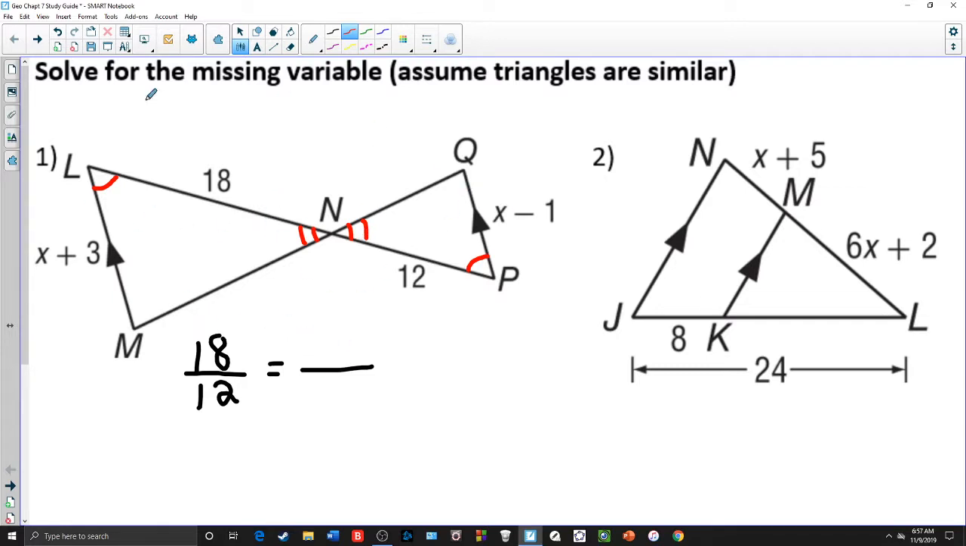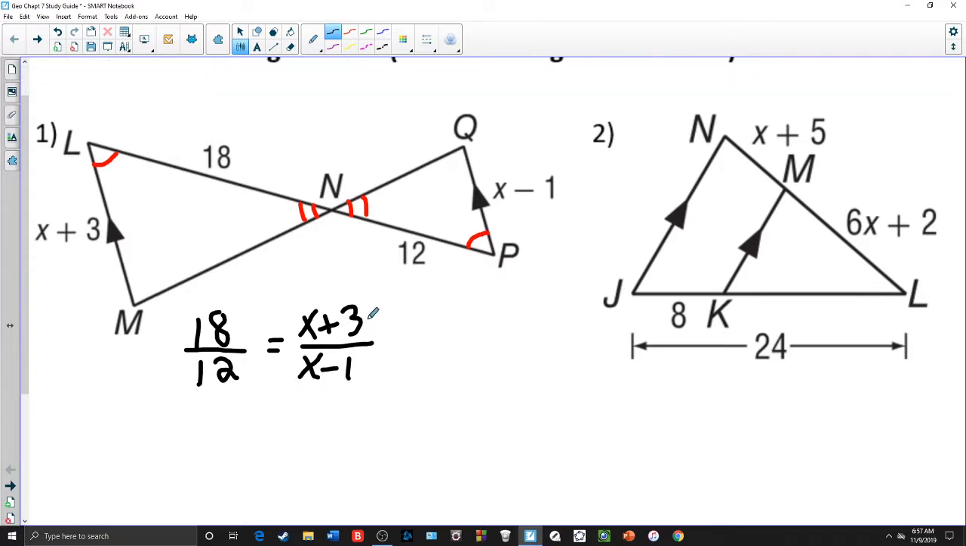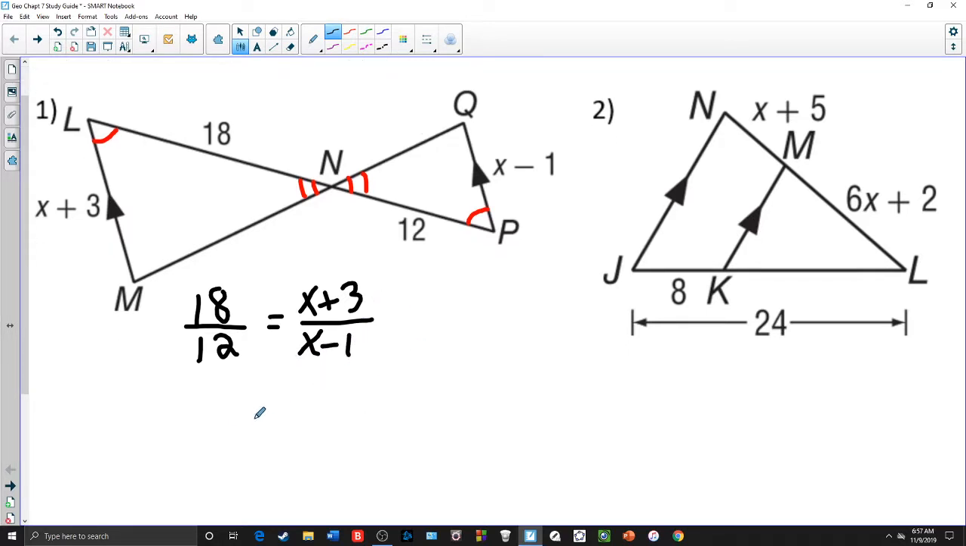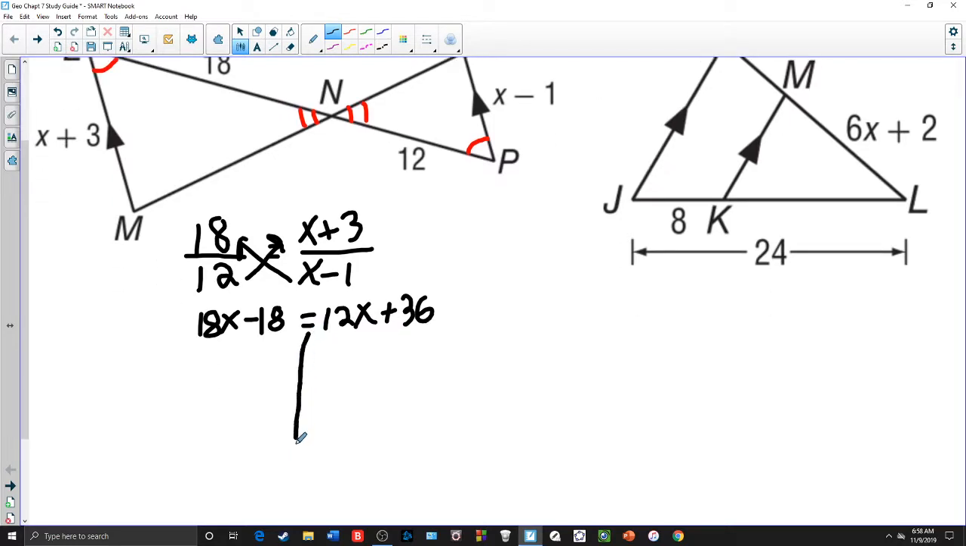So we have x plus 3 first because I did 18 first. So x plus 3. And then on the bottom we have x minus 1. So now we just cross multiply and solve. So we do there to there, there to there. We get 18x minus 18 is equal to 12x plus 36. And we go ahead and solve this through.